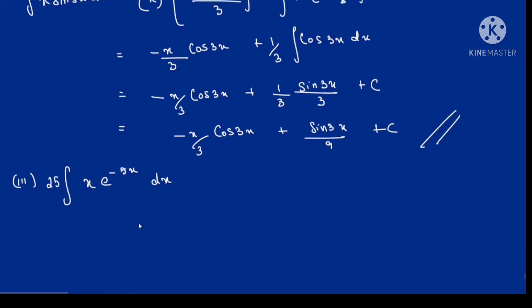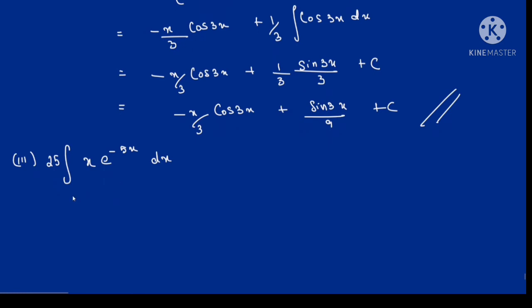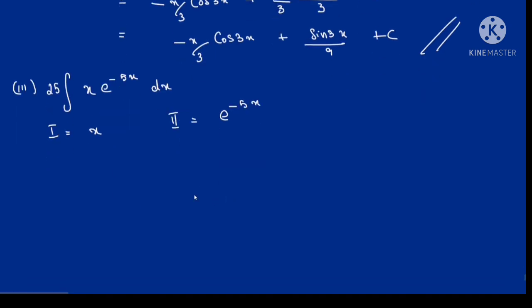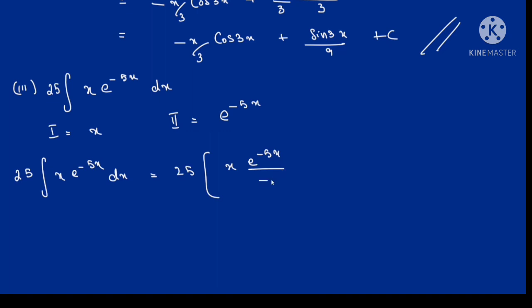So you have algebra and exponential. So your first function is x. The second function is e power minus 5x. Correct? First function is x, second function is e power minus 5x. So you have 25 integral x e power minus 5x dx. 25 is a constant, write it outside. Then write the first function as it is. Second function, integrate. Directly you can integrate. So this is e power minus 5x by minus 5.